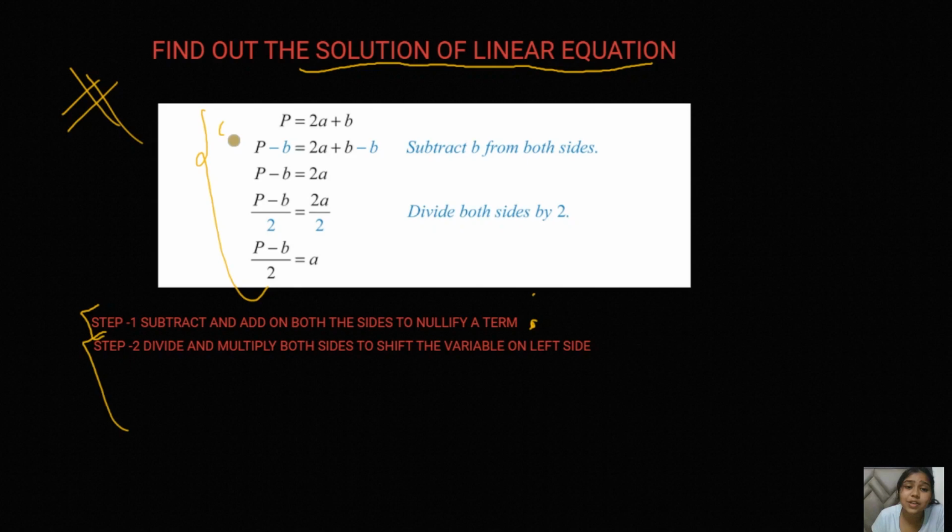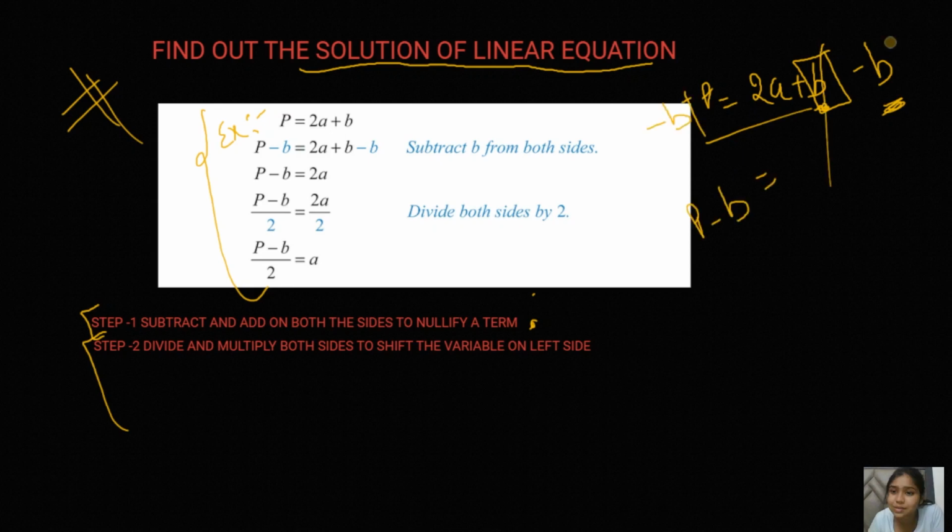We are given p equals 2a plus b, right? P equals 2a plus b. So first you have to shift this b, so you have to eliminate the b from the right side. For eliminating the b from the right side, you just have to subtract b from the right side. And if you are subtracting b from the right side, you also have to subtract b from the left side, right? So the equation will be p minus b, here they will be cancelled out, equals 2a.